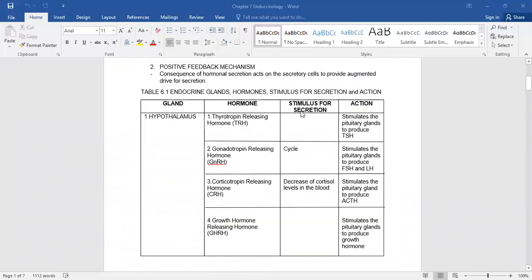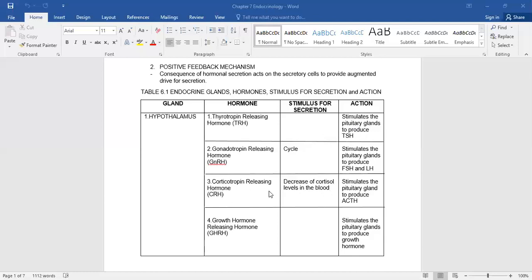So the stimulus for secretion for thyrotropin releasing hormone, it doesn't have any stimuli. However, its action is to stimulate the pituitary glands to secrete TSH or the thyroid stimulating hormone. The gonadotropin releasing hormone, of course, it's the cycle. So we've mentioned this, the estrous cycle in breeding. So this one stimulates the pituitary glands to produce the follicle stimulating hormone and the luteinizing hormone.